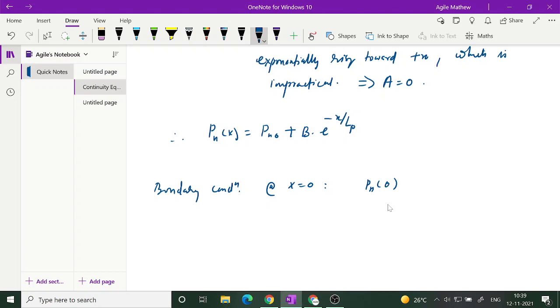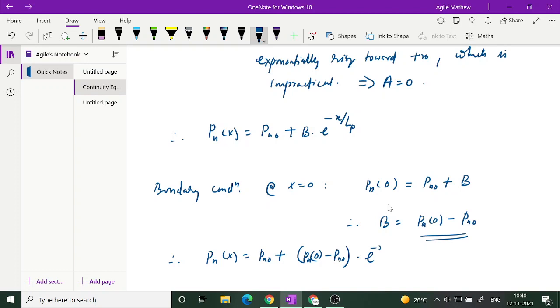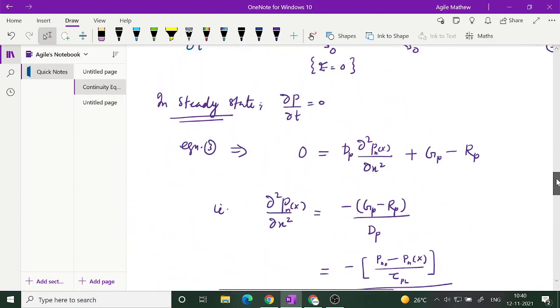Just apply the boundary condition and we are done. Pn of 0 is equal to Pn0 plus b at x equal to 0. That means b is equal to Pn of 0 minus Pn0. Substituting, Pn of x is equal to Pn0 plus Pn of 0 minus Pn0 times e raised to minus x by Lp. This is a constant plus an exponentially decaying function. So if I plot this, that's all I want to do today.